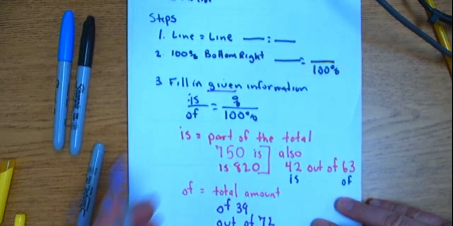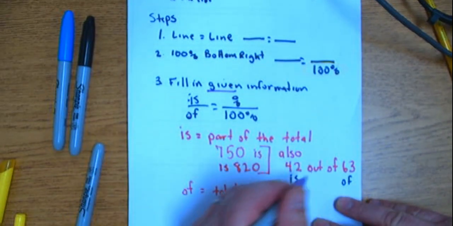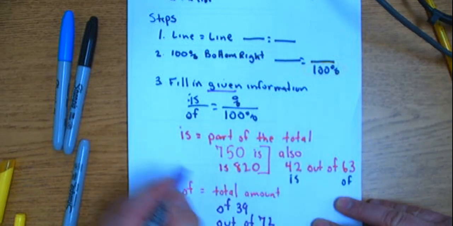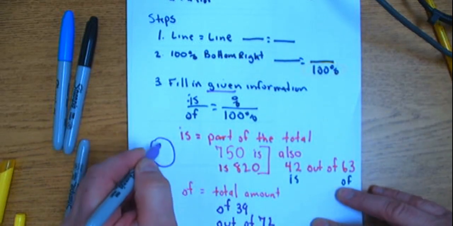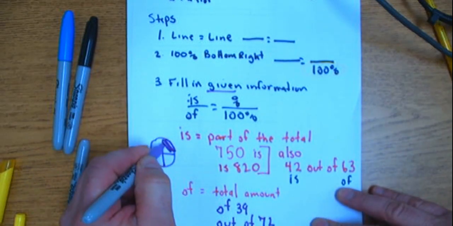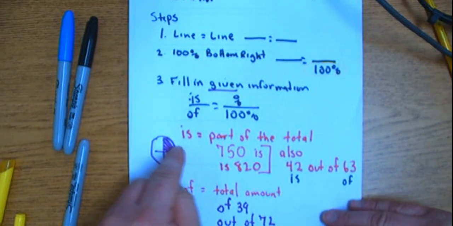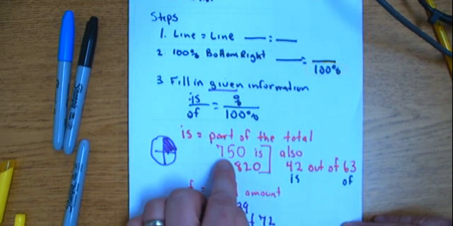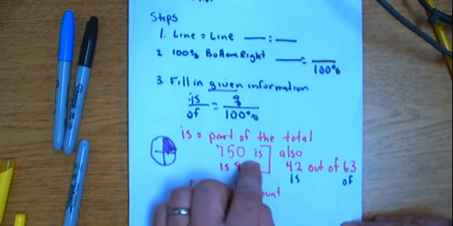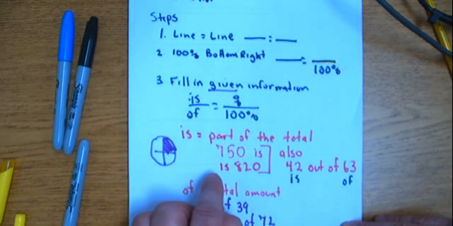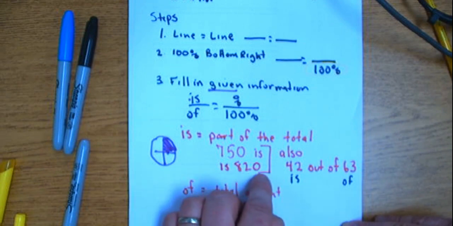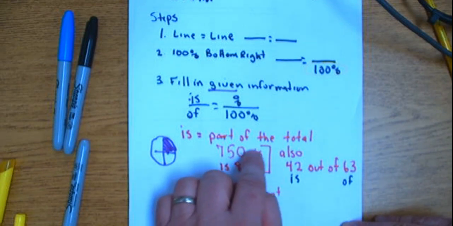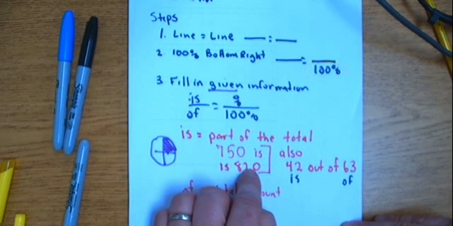Now what do they mean? Is the part of the total. It's a piece of it. It's not the whole thing. So if I have a pie graph, that right there is the part. This whole thing is the total, okay? And you might see it written as 750 is, so this would be the part, or it might say is 820. In other words, the word is can come right after the word or right before the word.